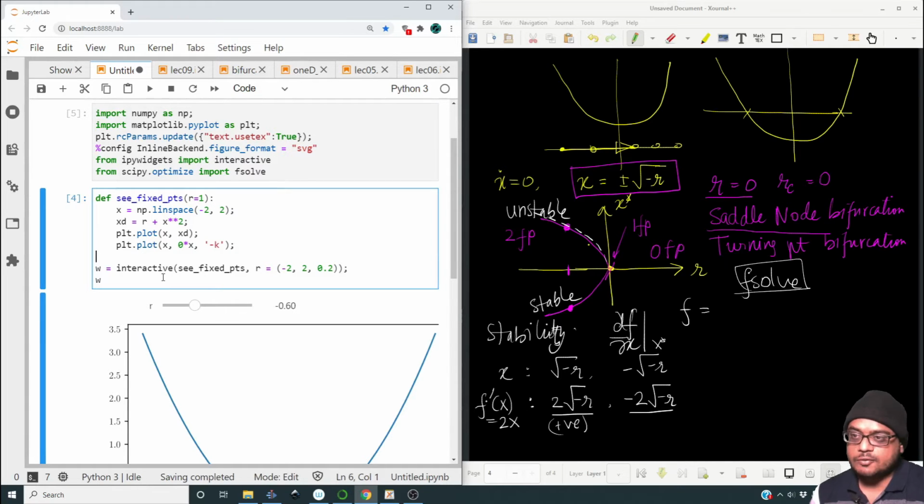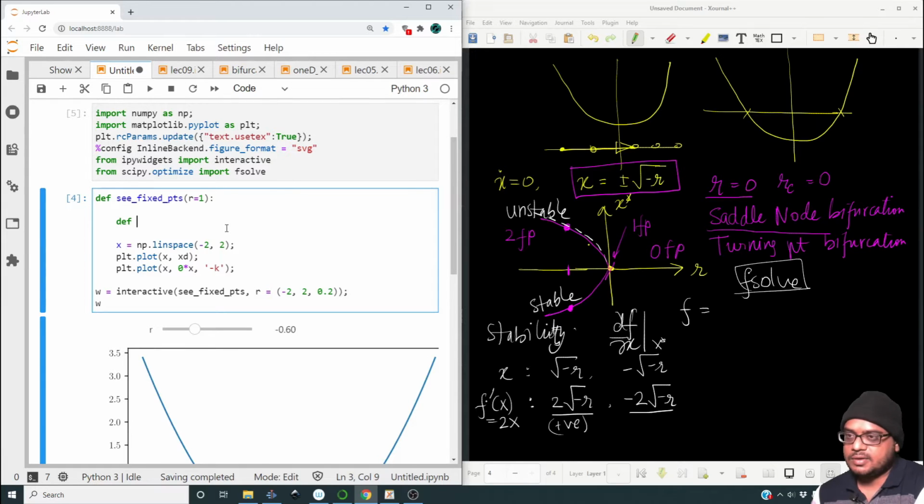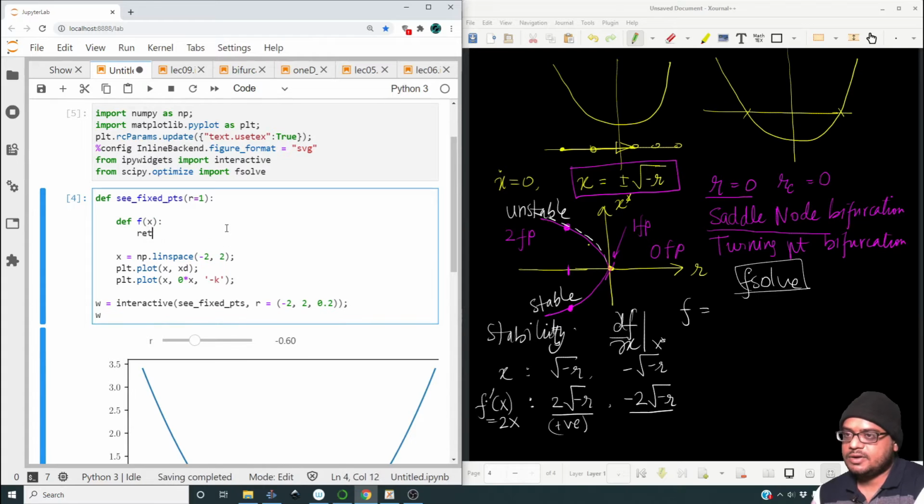So for using fsolve, we have to pass a function handle. So this particular thing has to be made into a function handle. So def f, and it will take as an input x, and it will return r plus x square, and let this function take as an argument r. Okay, so it will take the value of x and r and it will return me the f of x that we have in the analytical expression.